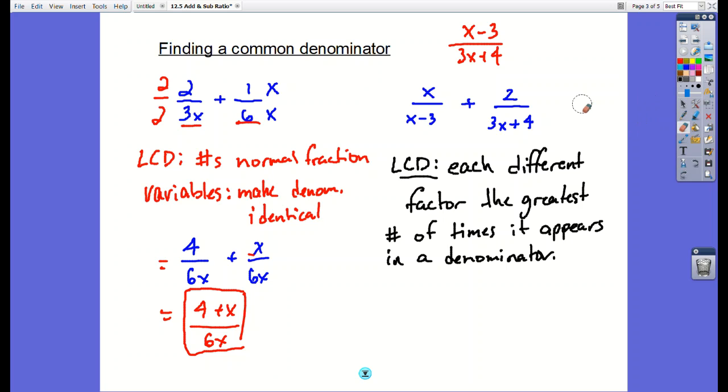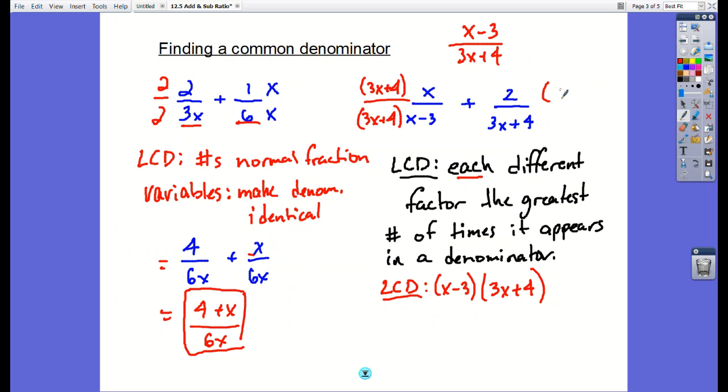So what we're going to do, these two have nothing in common, and if we follow these rules, each different factor, if we're finding our least common denominator, we're simply going to list the factors. So there's x minus 3, and there's 3x plus 4. That's your least common denominator, and so if you wanted to make them the same, the left side is missing a 3x plus 4, and the right side's missing an x minus 3. This is the same thing as just multiplying the denominators together. It looks totally different. It's the same process.